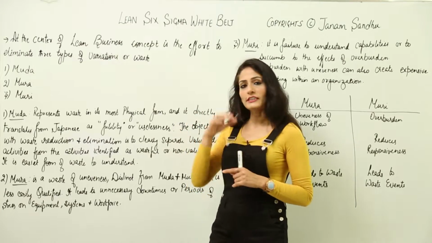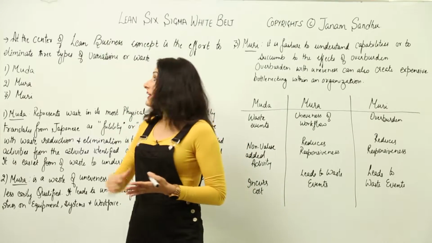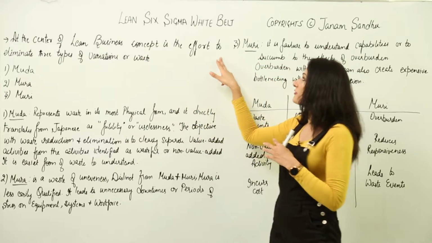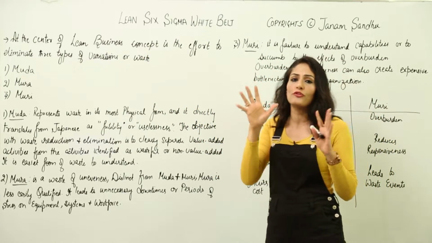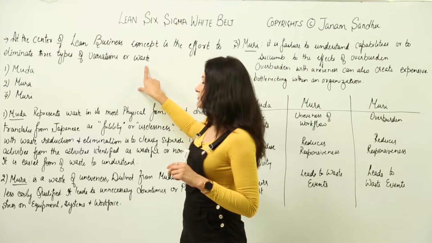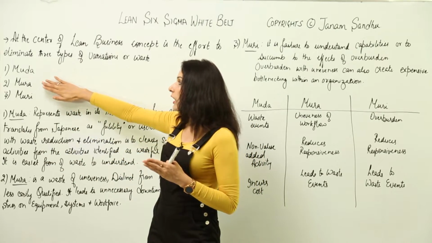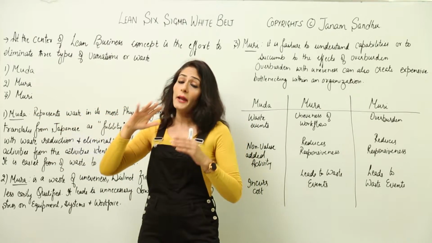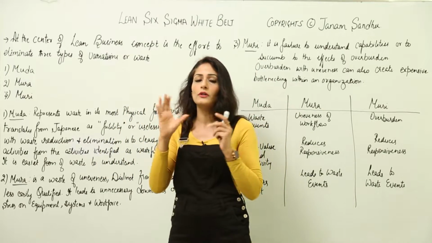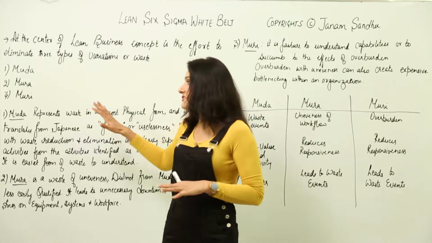One thing we need to understand when we are trying to implement lean is that at the center of the lean business concept is the effort to eliminate 3 types of variations, and better still, in lean we call it waste. So there are ideally 3 kinds of waste: Muda, Mura and Muri. I am just going to explain these 3 concepts in brief here, because a different section in this course is totally devoted to understanding these concepts.